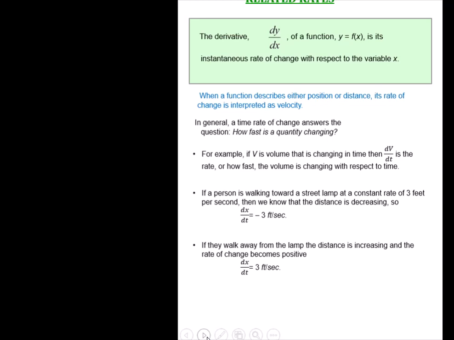In general, a time rate of change answers the question, how fast is a quantity changing with respect to time? For example, if V is the volume that is changing in time, then dV/dt is how fast the volume is changing with respect to time. So for example, how fast the volume of the snowball was decreasing, say in cubic centimeters per second, as it sat on the counter melting. Okay?